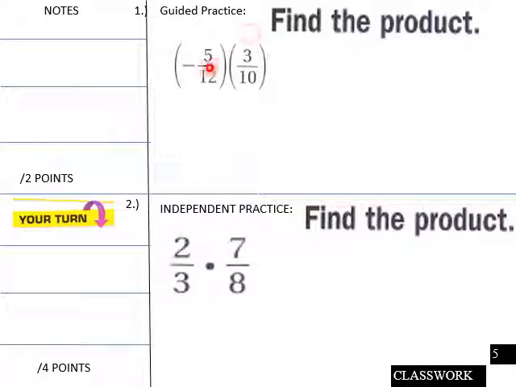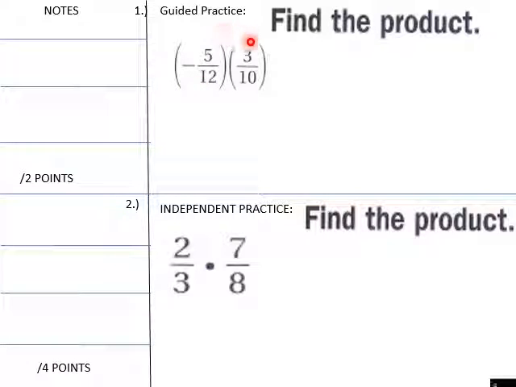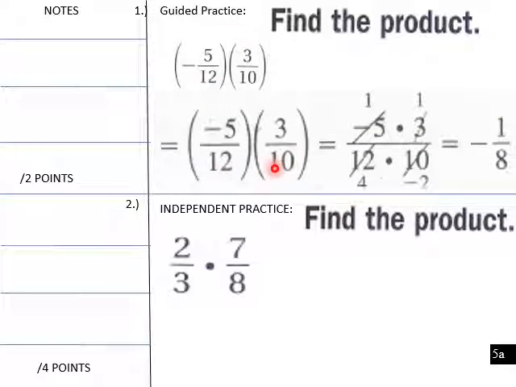Okay, our first guided practice, find the product. Students, you have this one down here for you. We're going to do our guided practice here. Negative 5 over 12 times 3 over 10. We just multiply across. So they do a lot of canceling here. They have 1 over negative 8. They do have the negative sign here, so it would be the negative of 1 over 8 in this situation here. Students, this is your situation.